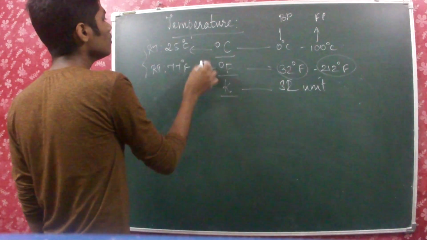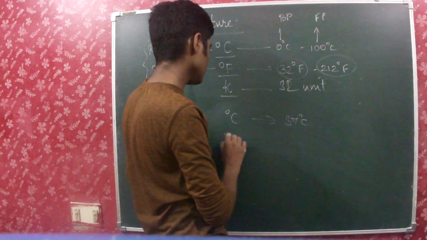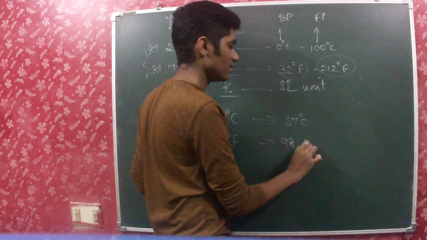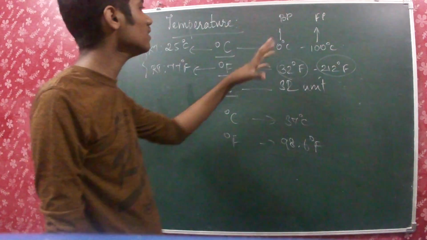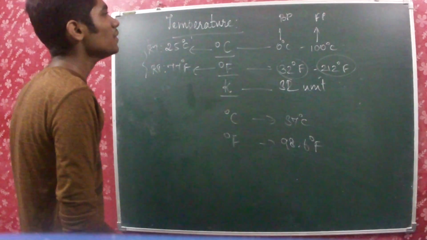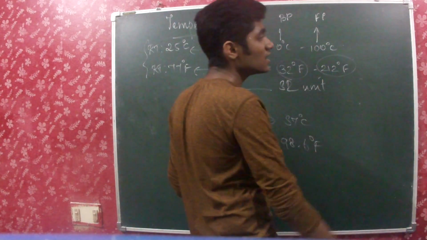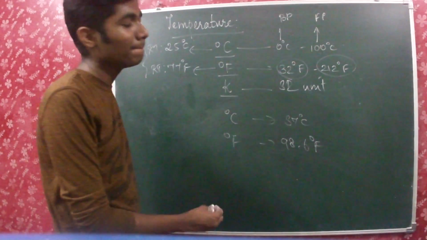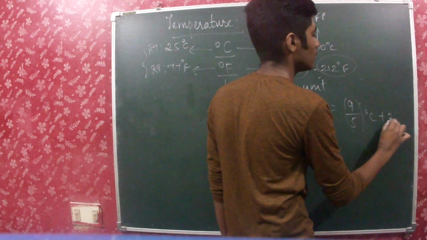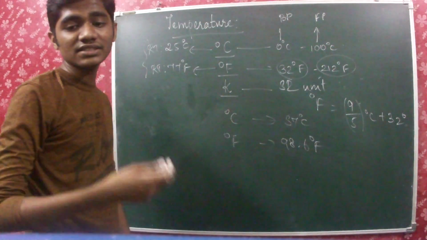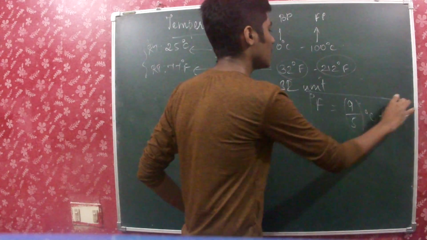The normal body temperature, we know, in degree Celsius is 37 degrees Celsius, and in degree Fahrenheit it is 98.6 degree Fahrenheit. So these are the body temperature, room temperature, boiling point and freezing point. If you want to convert from Celsius to Fahrenheit or Fahrenheit to Celsius, the basic formula is degree Fahrenheit is equal to 9 by 5 into degree Celsius plus 32. This is the formula which links Fahrenheit and Celsius.